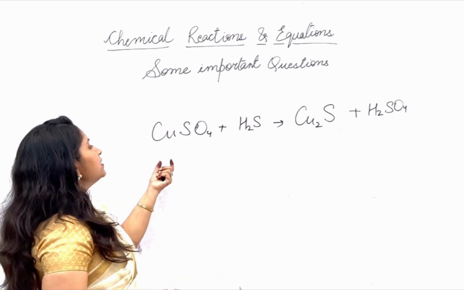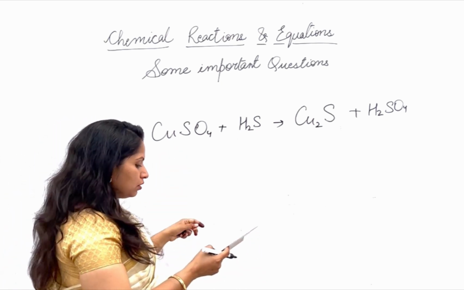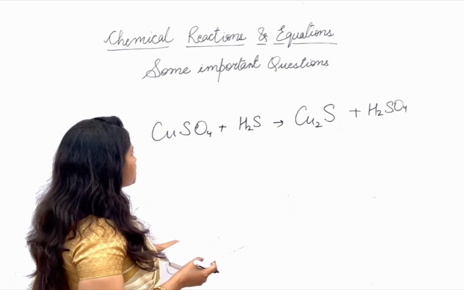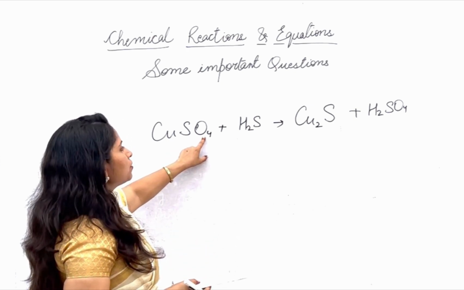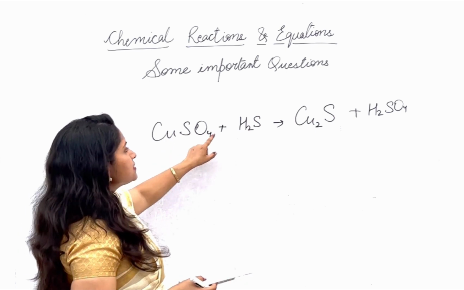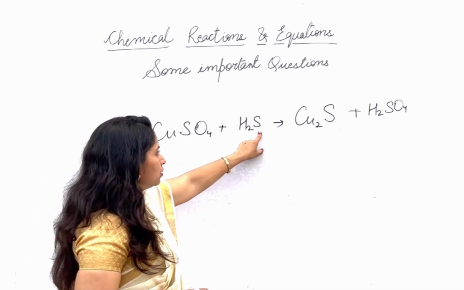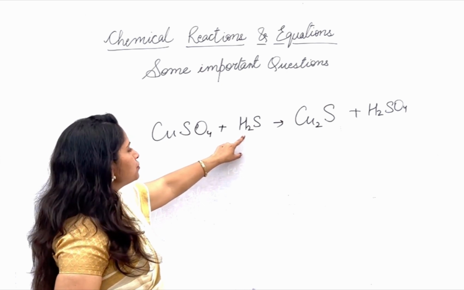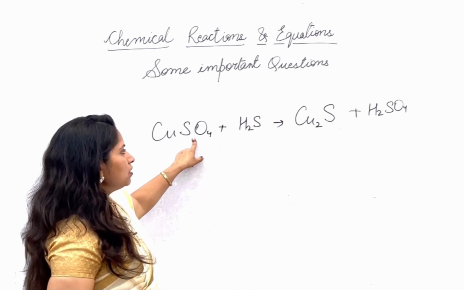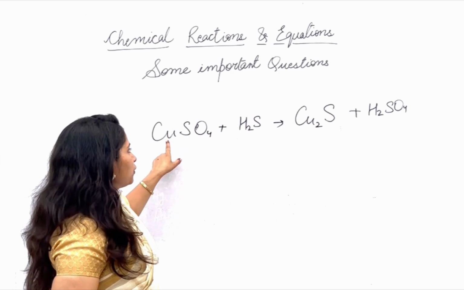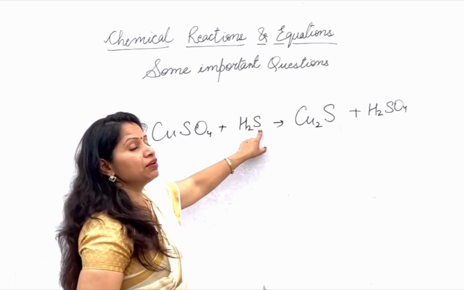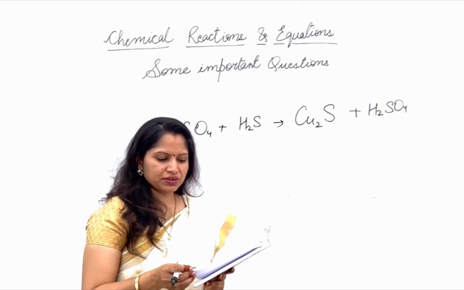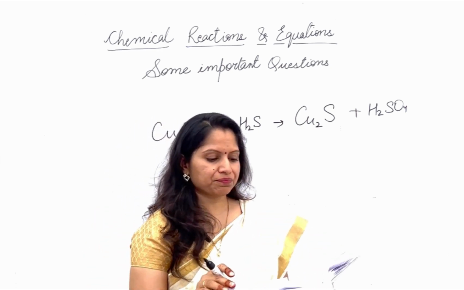Okay, it's very easy. So this is an example of double displacement reaction, because from sulfate, copper is taking the sulfide from here, okay, and sulfate is taken by hydrogen. So hydrogen is taking up the sulfate and copper is taking up the sulfide ions. So it's an example of double displacement reaction. Very easy to work out.